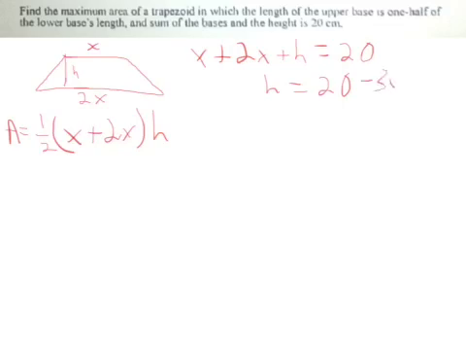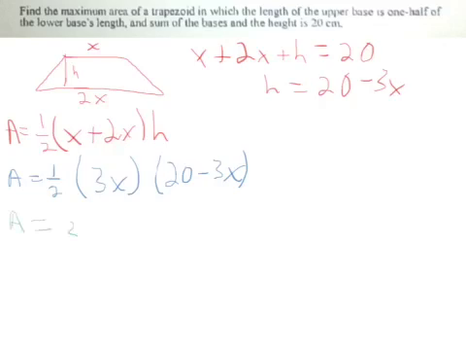minus 3x. So now I can use that in my formula, where in place of h I can put in 20 minus 3x. Now when I multiply everything together, I get area equals 30x minus 9x squared over 2. And if I rearrange this into my regular format, I'm going to get A equals negative 9x squared over 2 plus 30x.